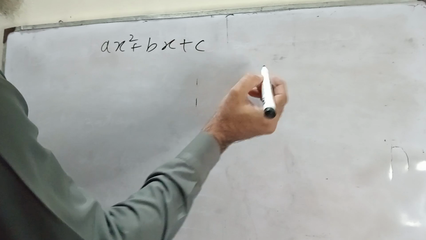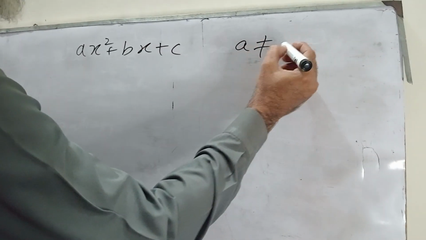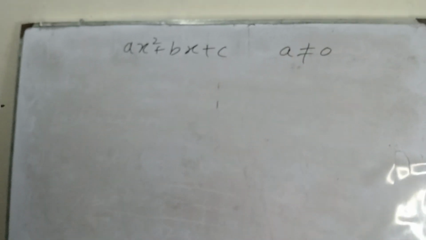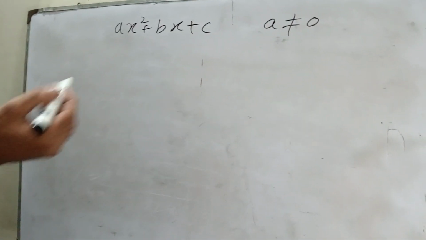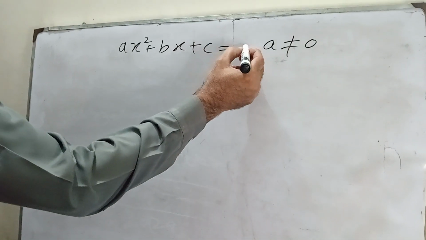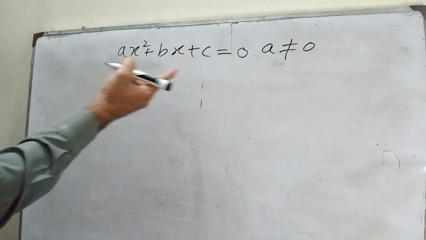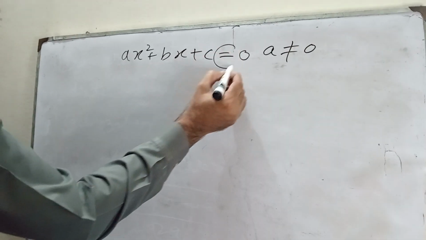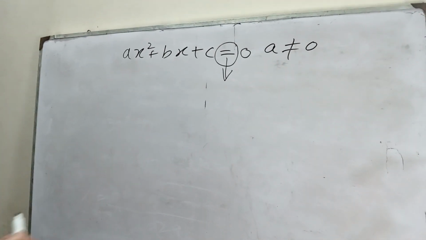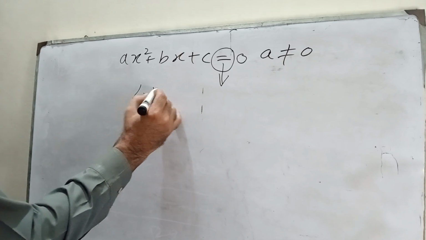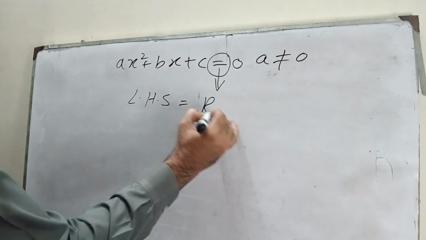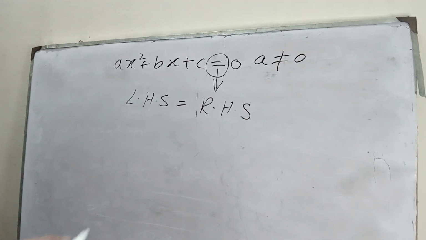There we already learned about the factorization of the expression of the type ax square plus bx plus c, where a is not equal to 0. We already learned about the factorization of this expression. Here, if we equate the same expression to 0, then it becomes an equation. It means it will satisfy this equality sign, meaning left hand side is equal to right hand side.